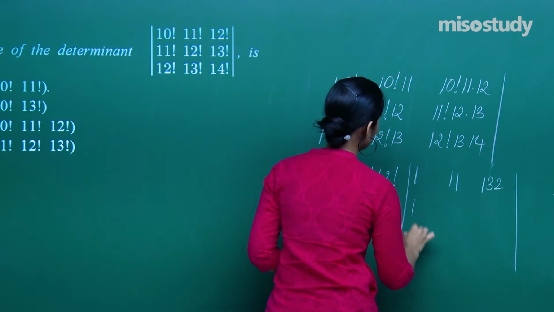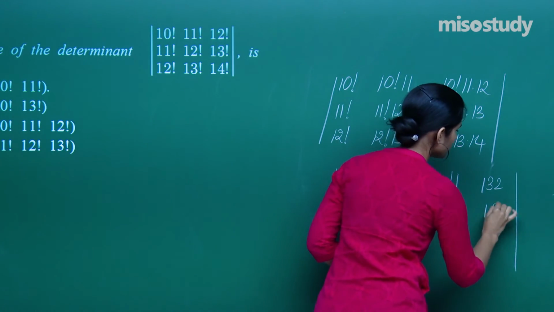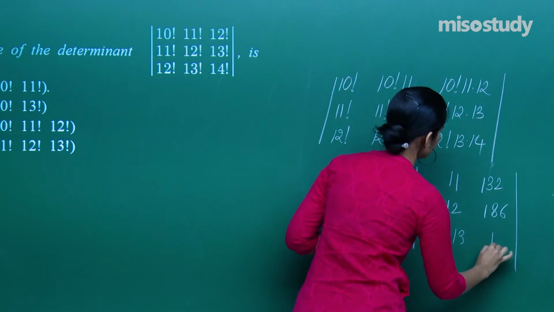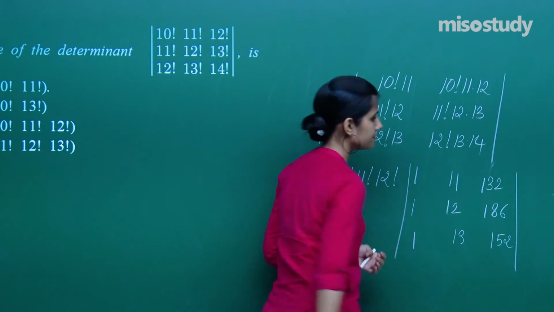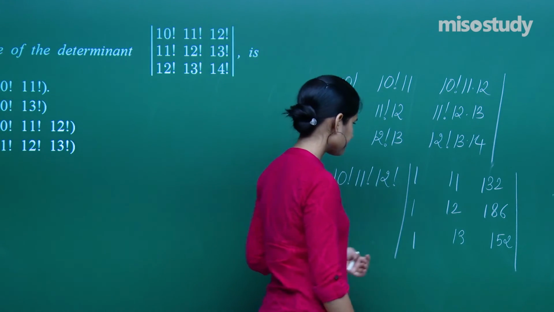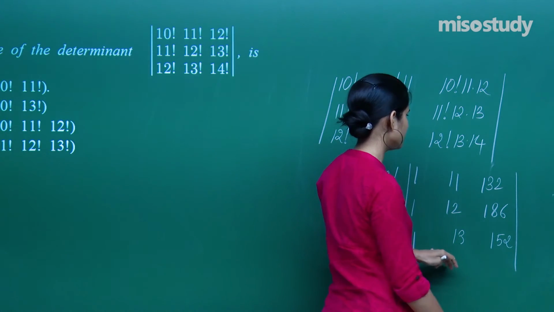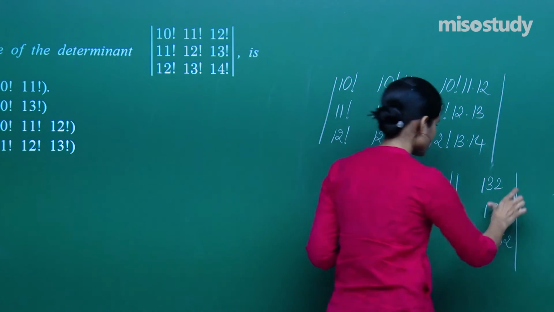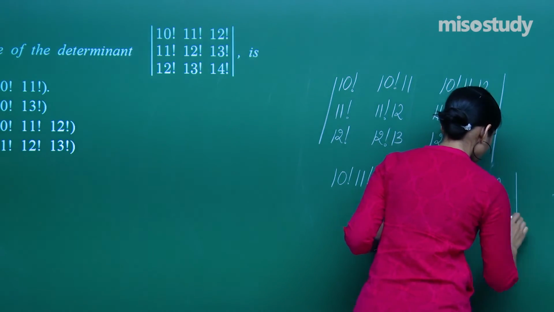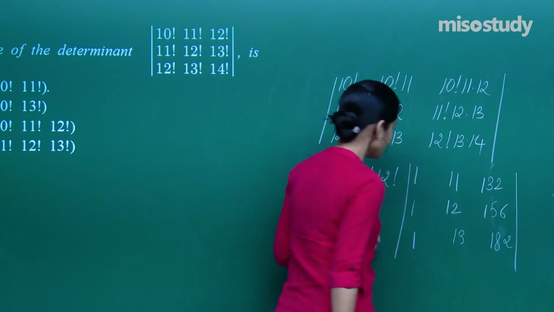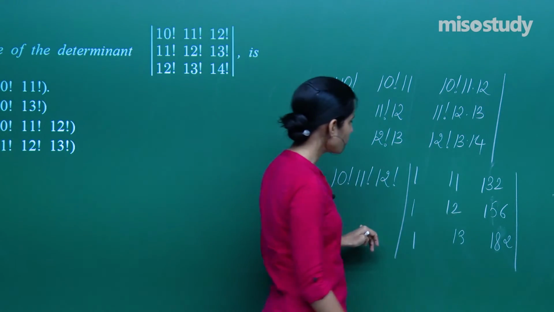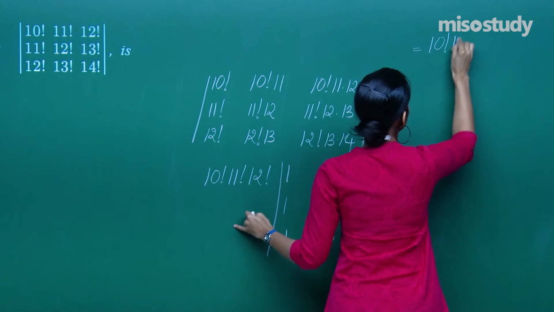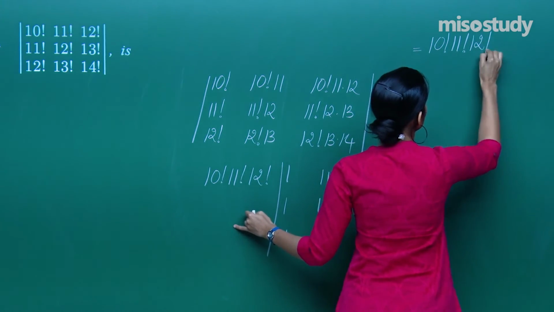Then you have 1, 12, 12 into 13. Then 1, 13, 13 into 14. Okay. Now over here when you try to analyze, this is 156 and this is 182. Now over here, what I am going to do is, I have 10 factorial, 11 factorial, 12 factorial.